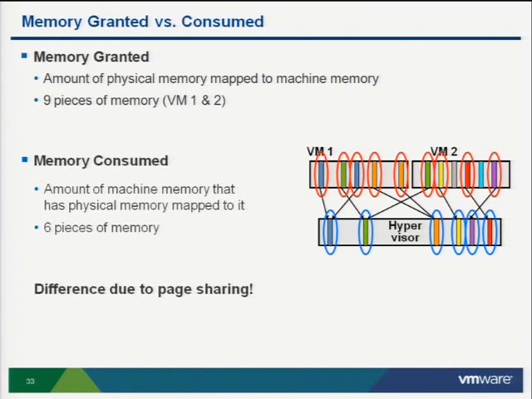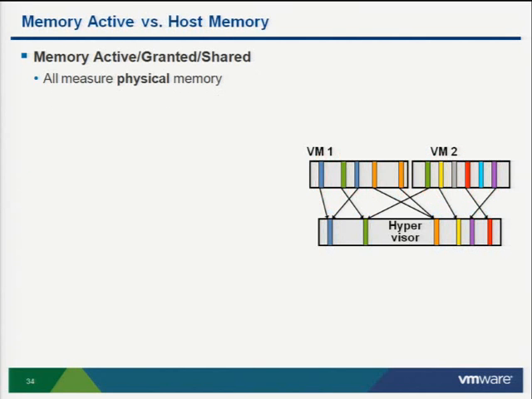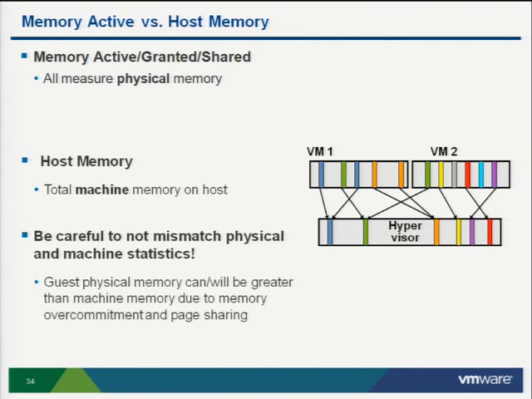There are going to be other reasons as well. Sometimes swapping or ballooning can cause a few of these mismatches. But in general, the key is that these two things are actually measuring different things. So when we take a look at VM statistics like active, granted, or shared, these all measure physical memory. And it's hard to compare that to host memory, which is measuring a machine memory value, right? The size of the memory on the host, the physical RAM. So in the end, you have to be very careful when comparing these two different types of metrics, because they measure different things, and thus they can be very different.